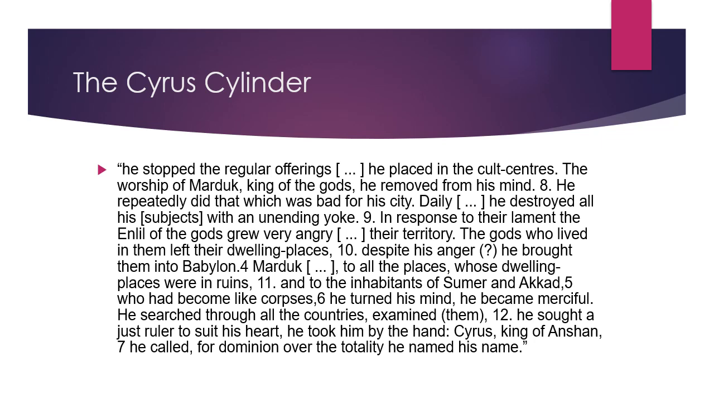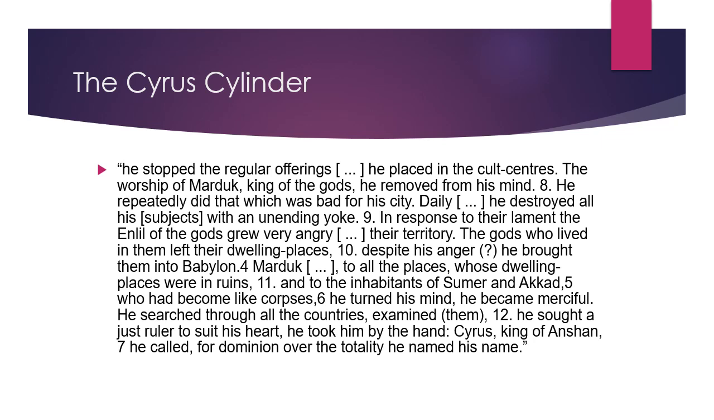So here we go. This passage is about the previous king Nabonidus and how he turns his back on Marduk and all the impious evil deeds that he supposedly does. So he stopped the regular offerings he placed in the cult centres. The worship of Marduk, king of the gods, he removed from his mind. He repeatedly did that which was bad for his city. Daily he destroyed all his subjects with an unending yoke.